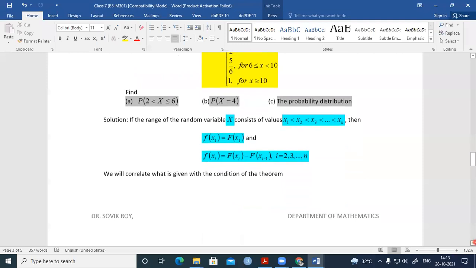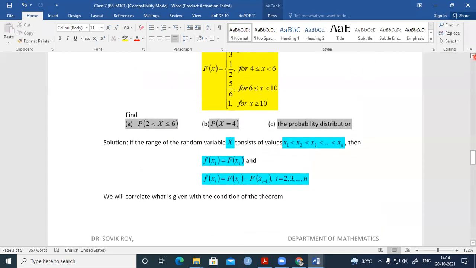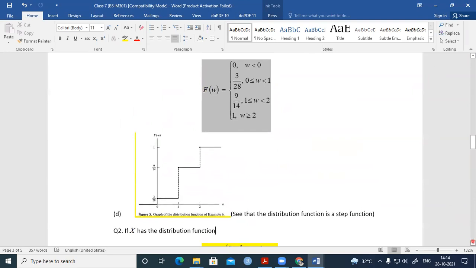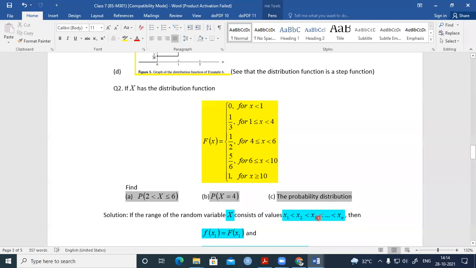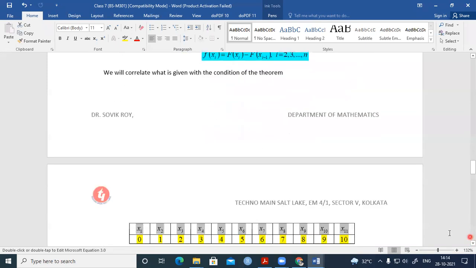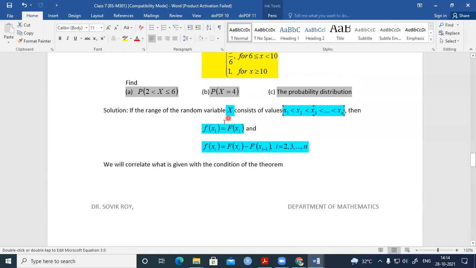Now, the theorem that I wrote earlier, I have written again over here. The theorem was this: if you have a range like x1 less than x2 less than x3 ... xn, then for this type of range, the probability's value at the first point will be the same as the distribution function's value at that point. So if x1 is the first point, then f of x1 and capital F of x1 will be the same.